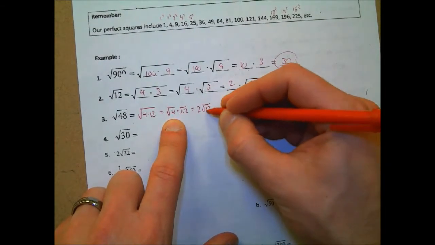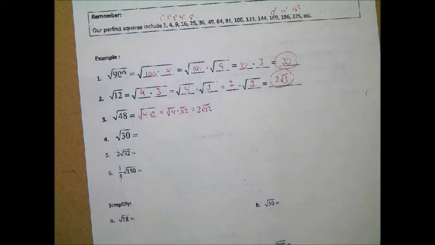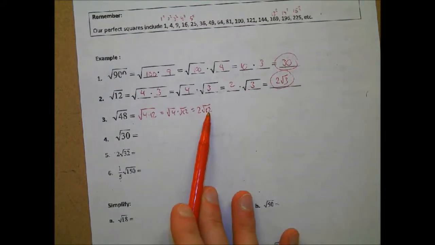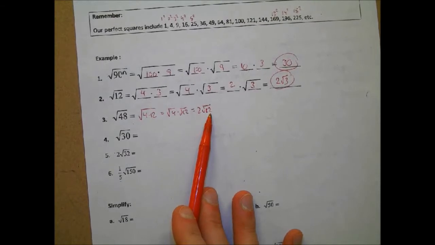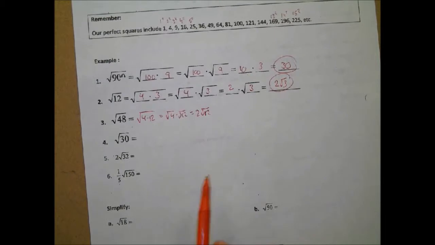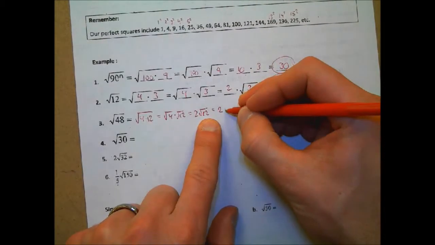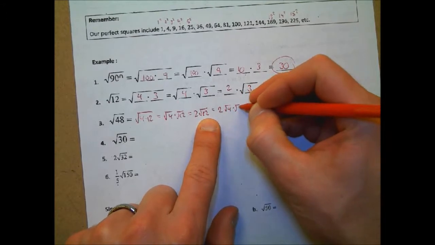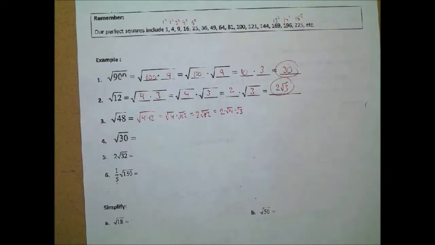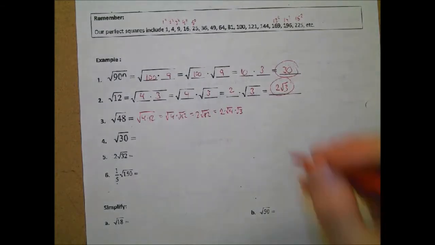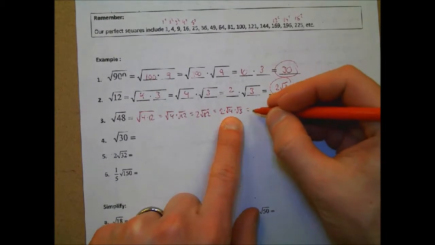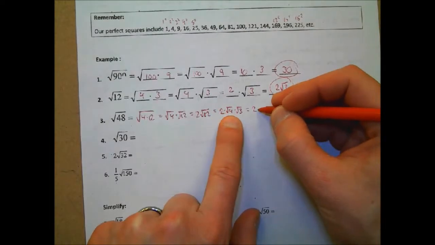Now you might be tempted to stop here, but are there any perfect squares that divide 12? What's a perfect square that divides 12? 4 and 3. Yeah, we can break up 12 into 4 and 3. So we still have the 2. Root 12, we're going to make it root 4 times root 3. And what's the square root of 4? 2. So we already have the 2. We have another 2. And then we have the square root of 3.